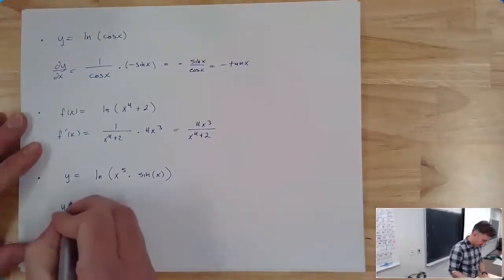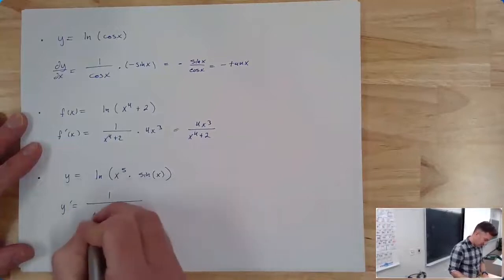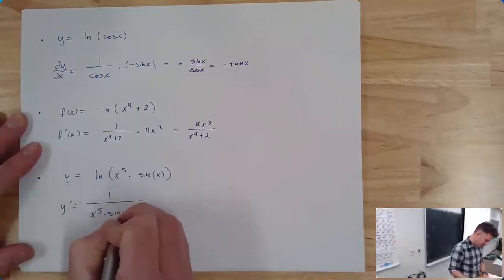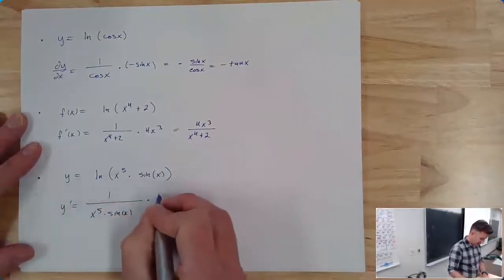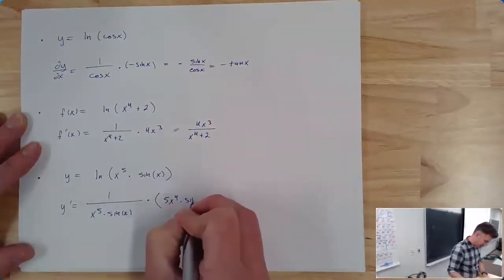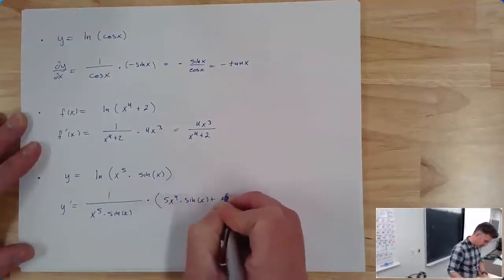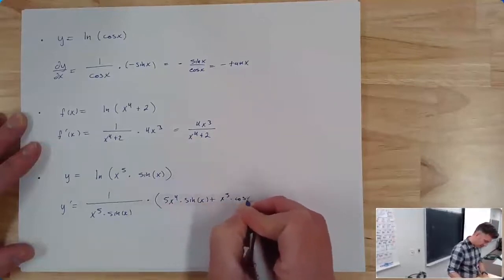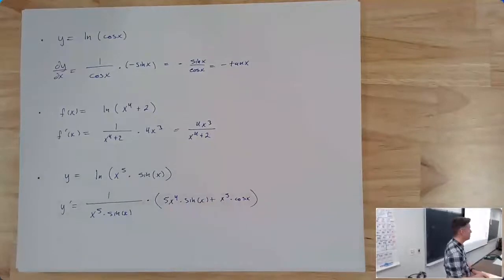You could say y prime is going to be 1 over the stuff, and then multiply by the derivative of the stuff. You have to use the product rule. It's going to be 5x to the 4th times sine of x plus x to the 5th times cosine of x. But you shouldn't do it that way.